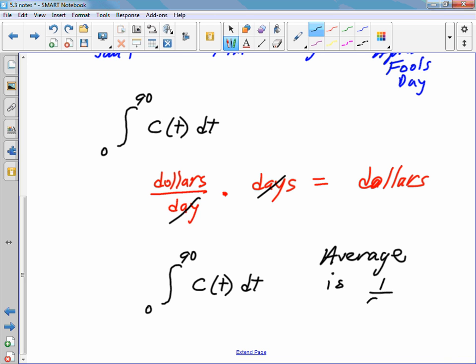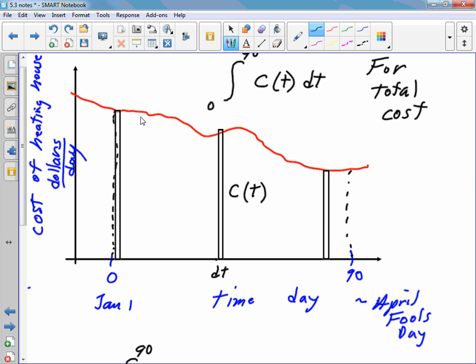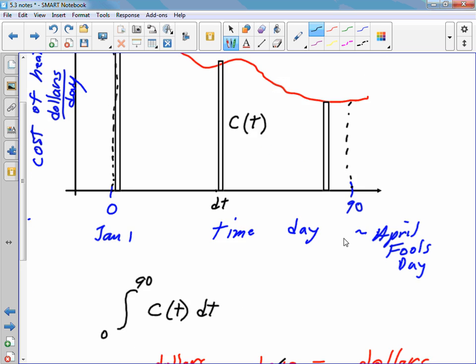Is 1/90th of the total. Is that okay, JD? 1/90th of the total. We added this up. Some of the days are bigger, some of the days are smaller. You add them up, even those out, right? And you're taking a 1/90th of the total then, and that would be the average.